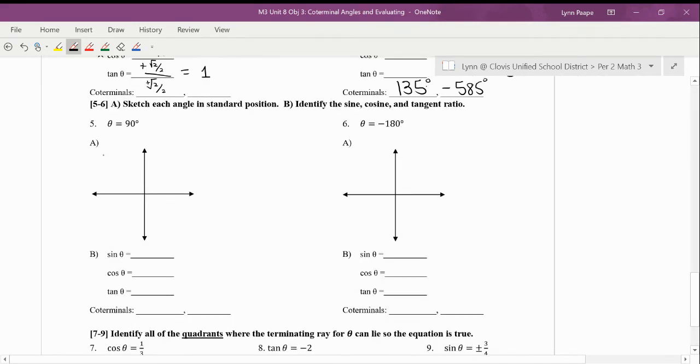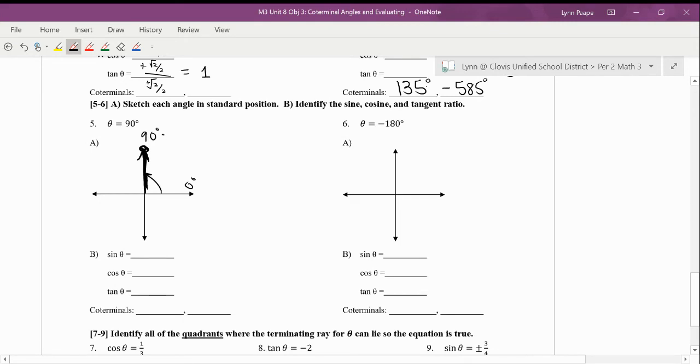So we're going to sketch in standard position. We're going to go from 0, and rotate up to 90 degrees. And then I'm going to darken that so we can see it. That would be sketched in standard position. And then we want the sine, cosine, and tangent ratio. So the first thing I want to know is what is that ordered pair there, right? What is that ordered pair at 90 degrees?